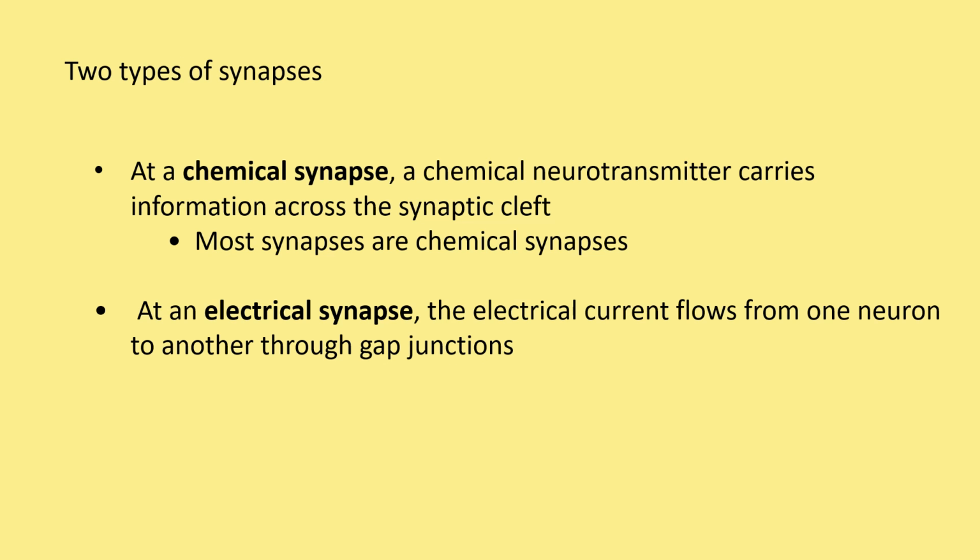And we have already studied the events that occur at a chemical synapse. At a chemical synapse, the message is transmitted from the presynaptic cell to the postsynaptic cell via a neurotransmitter, a chemical signaling molecule. There are also electrical synapses where there is no neurotransmitter. And let me use a picture to show you the differences between a chemical synapse and an electrical synapse.